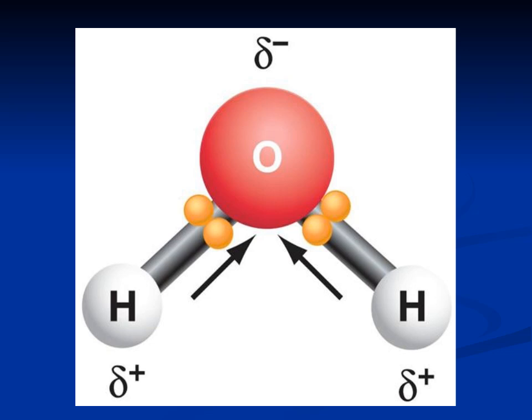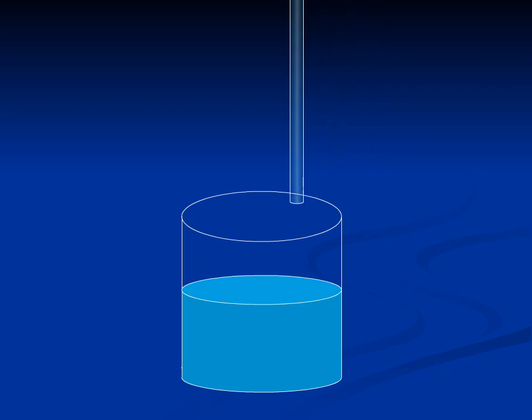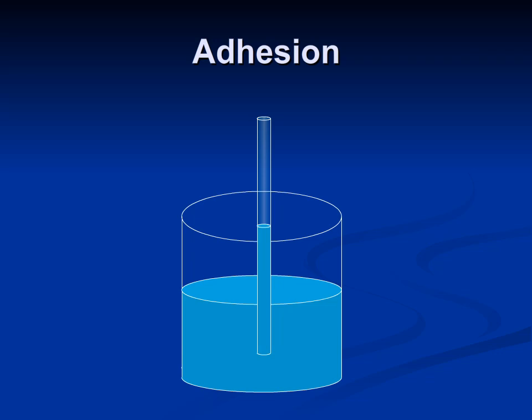Now we'll find out why this polarity is important. If we were to take a glass pipette, which contains slightly charged molecules, and place it into a beaker of water, the polar water molecules rise above the water level of the beaker. Is it magic? No, it's due to a property called adhesion. Adhesion is when one substance is attracted to another substance. In this case, the polar water molecules are attracted to the slightly charged glass and stick to the glass inside the tube.